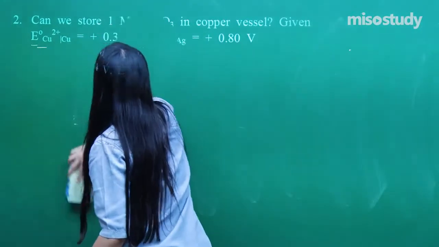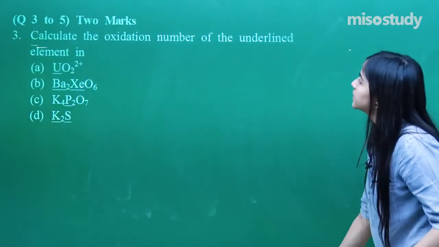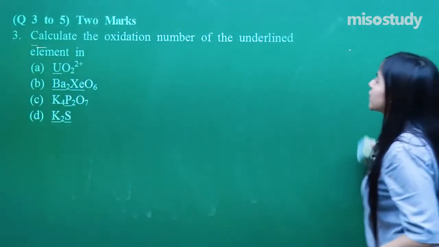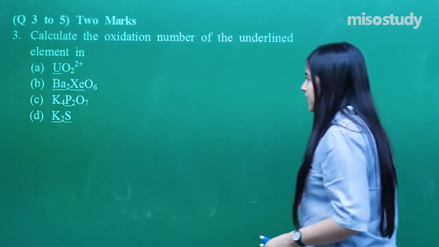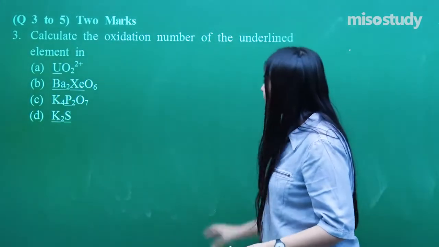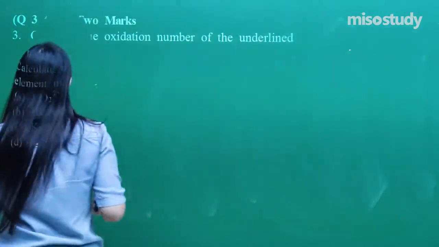Now the next question, question number 3. Calculate the oxidation number of the underlined element. You know how to do that, you know the drill. We'll be just picking up a few and you are going to do the rest.